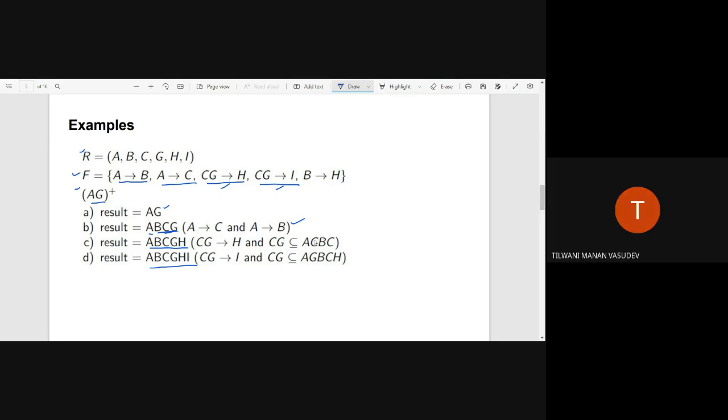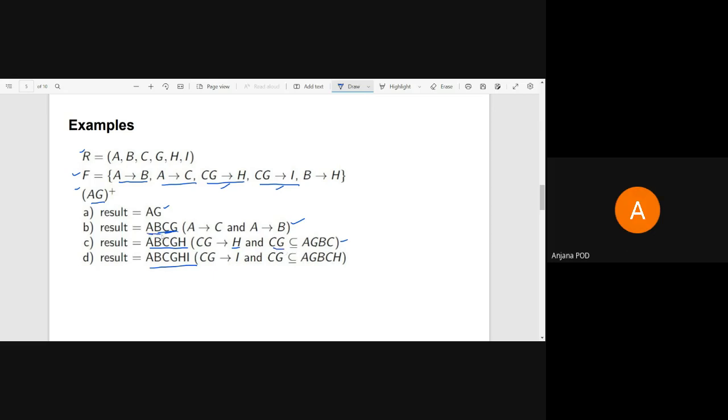One doubt, ma'am. In this third result, if CG determines H, then we are considering H also in the result, right? And CG is a subset of AGBC, how did CGBC come, ma'am? So you can see, right, that CG is okay.